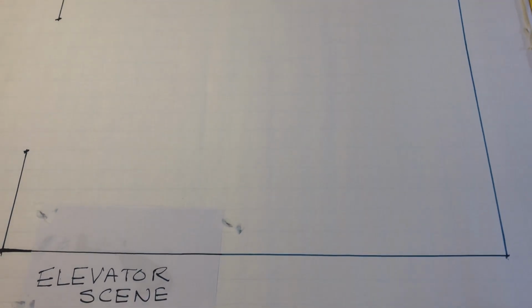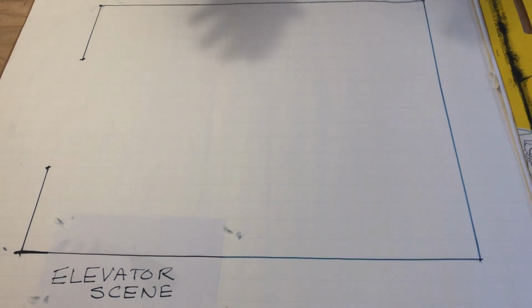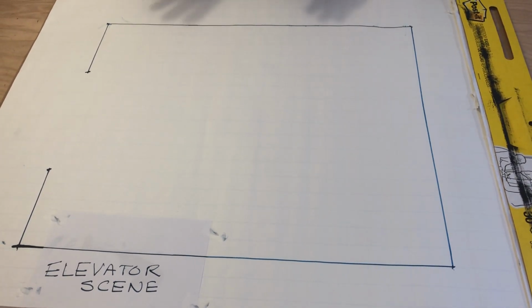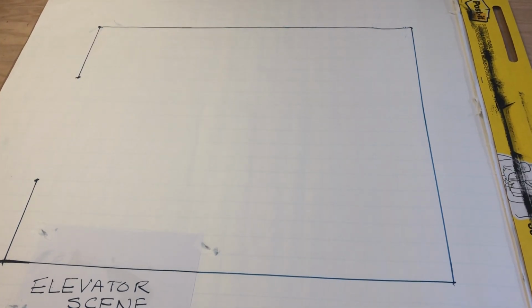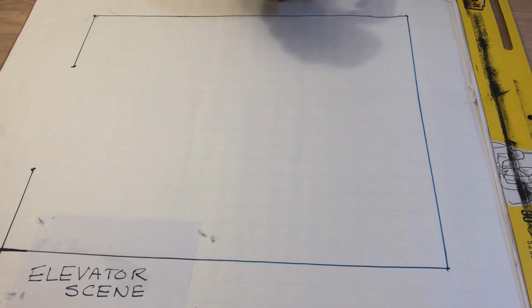Okay, so this is a demonstration. It's an elevator scene, a demonstration of how you can stage a scene on a tabletop with just objects for the characters. I want to explain a little something about these characters. I'm going to put one character in here right now.